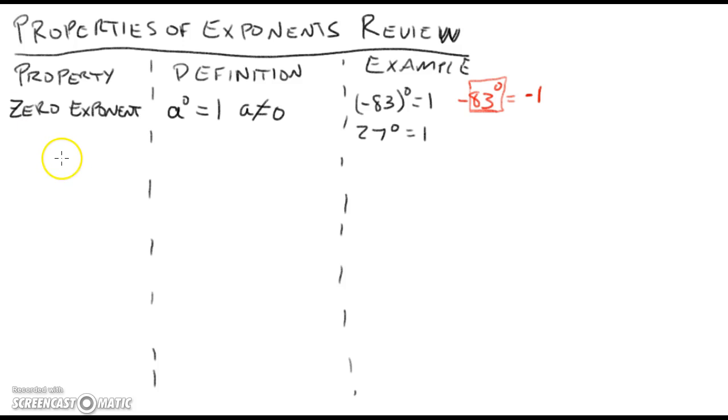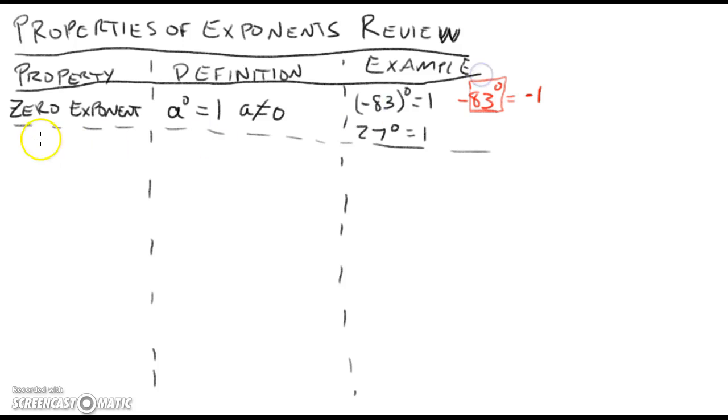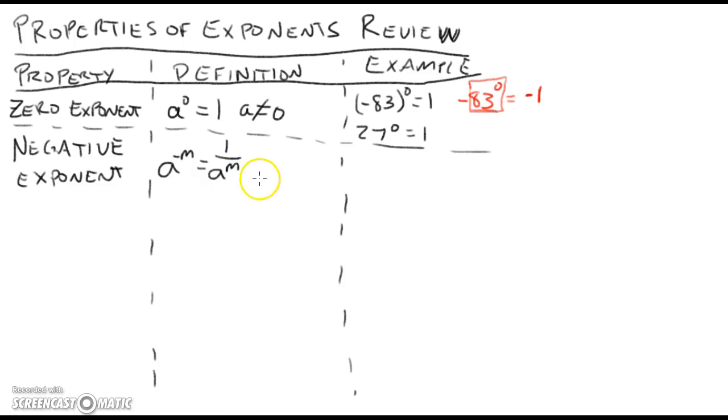Again, you'll see this in the context of other problems. We call this the negative exponent property. So I'll just kind of draw a line through here, meaning that we're kind of done with this property. Property definition and example. And now we're on to the negative exponent property. So any number raised to a negative exponent is really the same thing as 1 over that same number raised to the same exponent without it being negative.